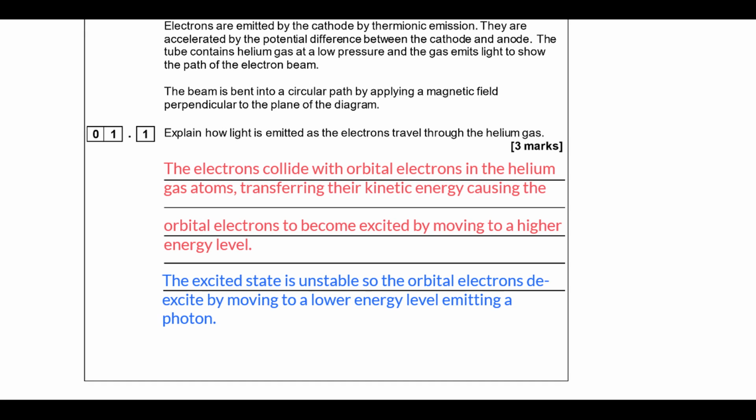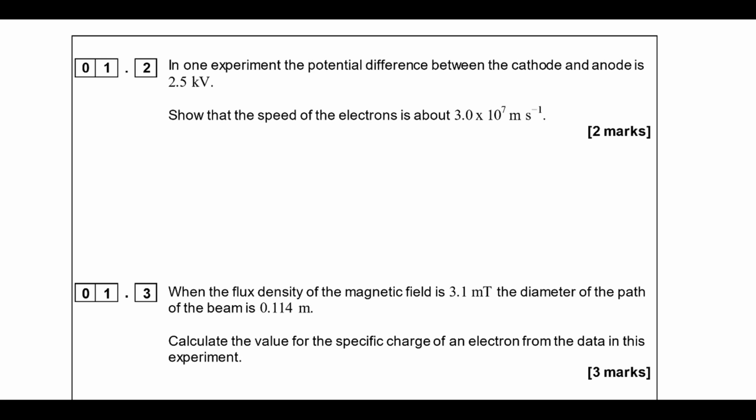Okay, so that finishes part 1. Let's move on to part 2. So we've got in one experiment, potential difference between the 2 plates of the accelerating electric field at 2.5 kilovolts. Show that the speed of the electrons is about 3 times 10 to the 7.